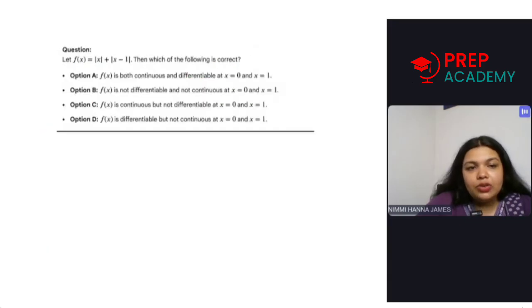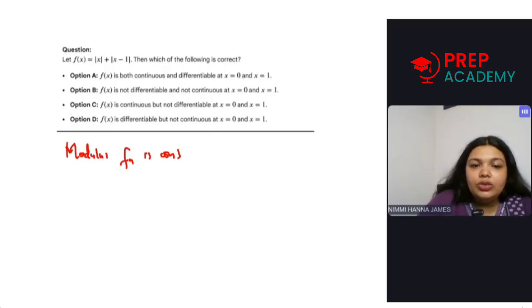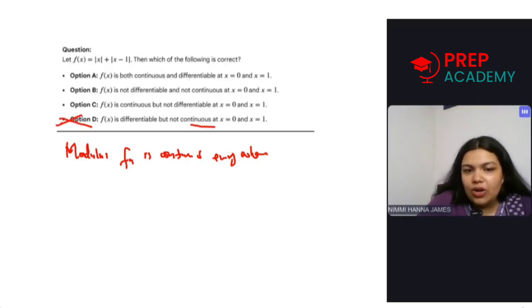This is an MCQ type question. So f of x is equal to mod x plus mod x minus 1, then which of the following is correct? If we want to know whether the function is continuous and differentiable, one thing you have to know is that the modulus function is continuous everywhere. There is no doubt about that. So the option 'not continuous' we can completely neglect.